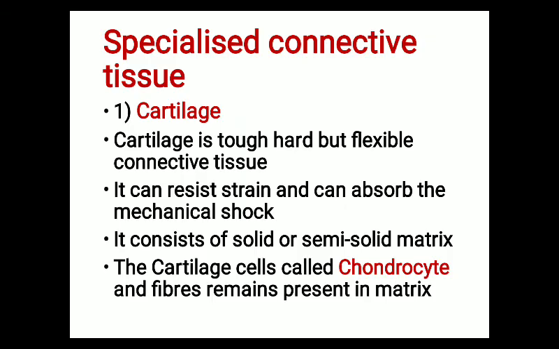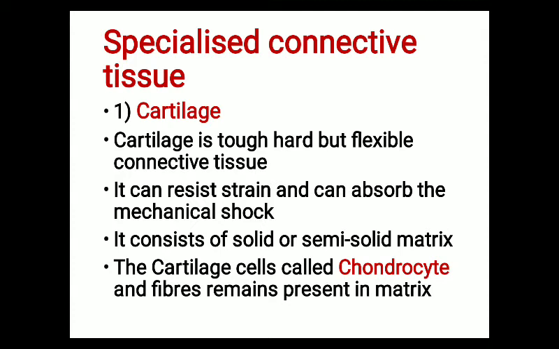Now come to the third type of connective tissue, which is specialized connective tissue. Specialized connective tissue is mainly of three types: cartilage, bones, and blood. First we will start with cartilage. Cartilage is a tough, hard but flexible connective tissue. It can resist strain and can absorb mechanical shock. It consists of a solid or semi-solid matrix. The cartilage cells, called chondrocytes, and fibers are present in the matrix.